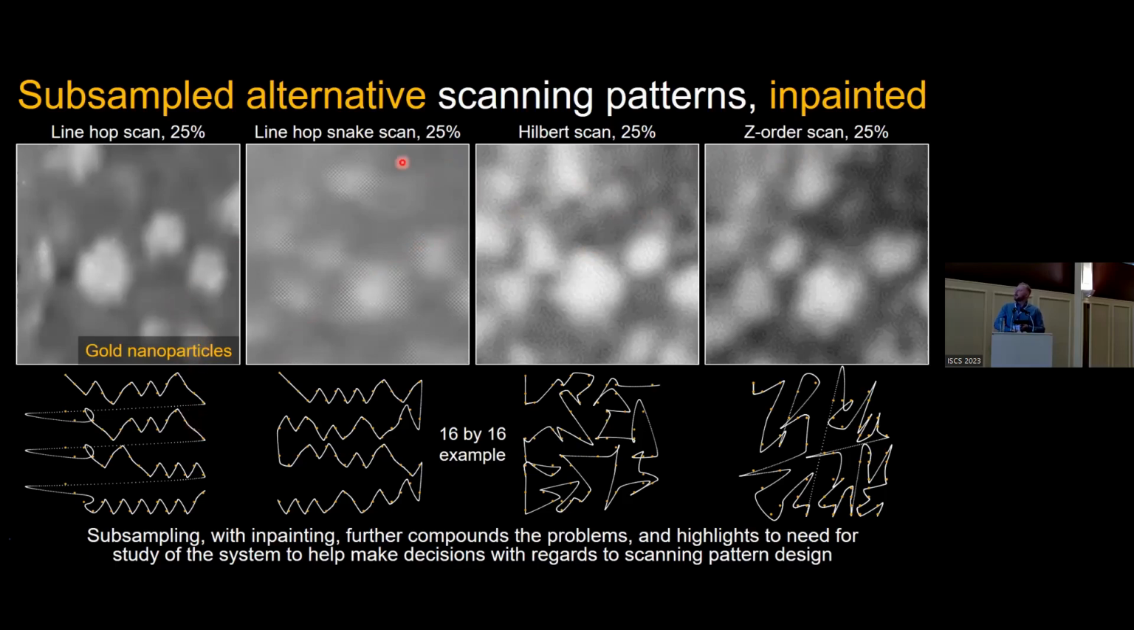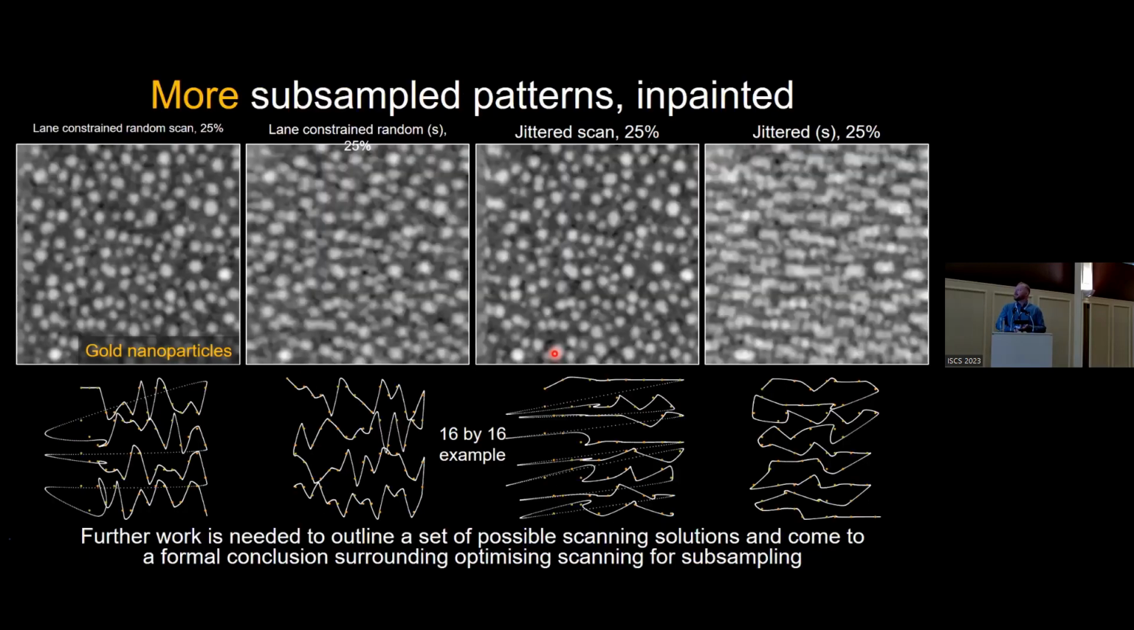Line hop scan looks good. Snake, not so good. We're actually getting artifacts here in the image as well. So the mask is being overlearned by the inpainting, the dictionary learning inpainting algorithm. So we're getting a checkerboarding effect in our images, as well as obviously a quality degradation. Hilbert scanning, yep, exactly what we see again from the regular full sampling. We're getting a quality loss. We're getting a degradation of resolution. Same for Z order. And again, this is all because the beam actually isn't where we hope it is.